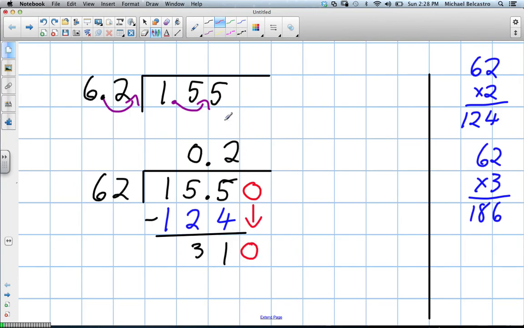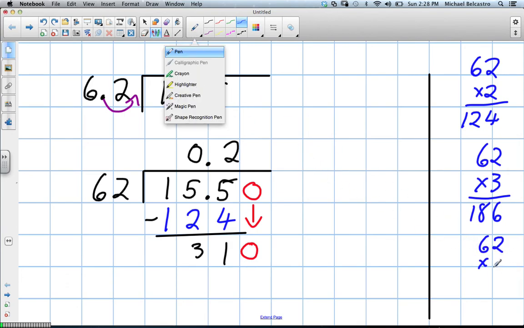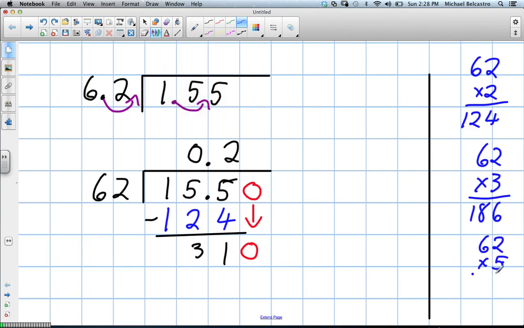Okay, so what will go into 310? Are these going to be large enough, our calculations on the side? No, we're going to try another one. What would be another good one to try? 62 times what do you think will go into 310? 5. Yeah, let's try 5. So what is 2 times 5? 10. Okay, 1. 6 times 5? 30. Plus 1? 31. Hey, you found it right on, right?